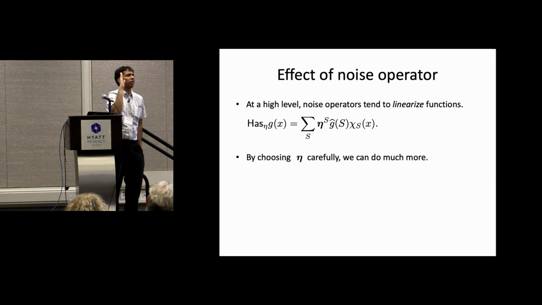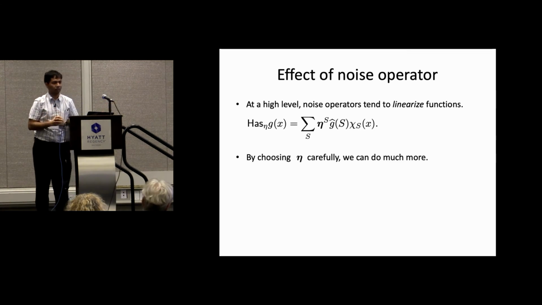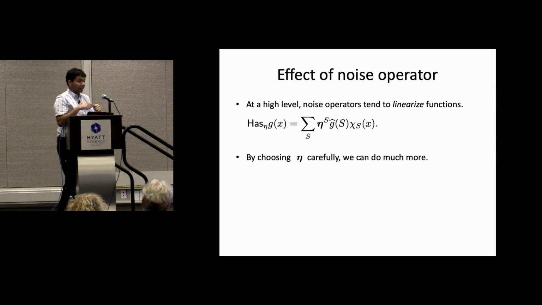Think of the case when all the coordinates of eta are 1/2. So it tends to hit the Fourier spectrum at a lower level with a much smaller value, with a much larger value than Fourier coefficients at a higher level. Okay, so they tend to in effect linearize functions. But that will happen even if all the coordinates of eta are the same. But if you choose eta carefully, you can do a little more.